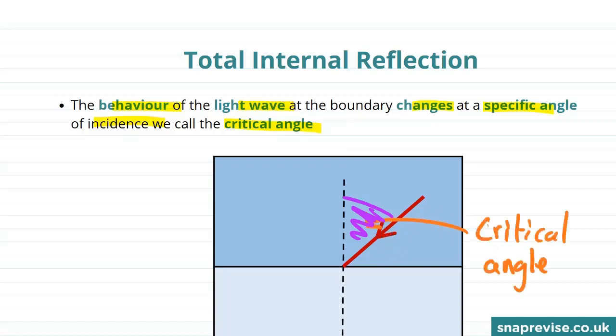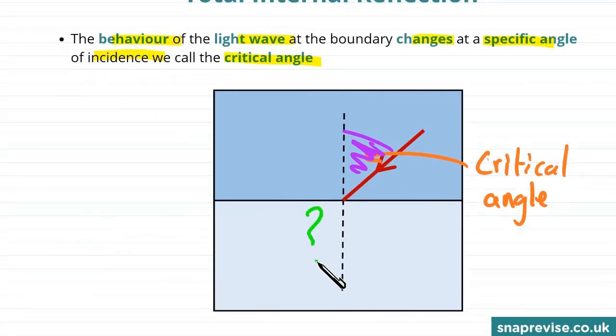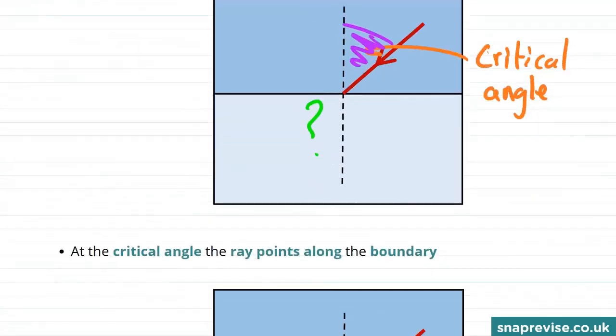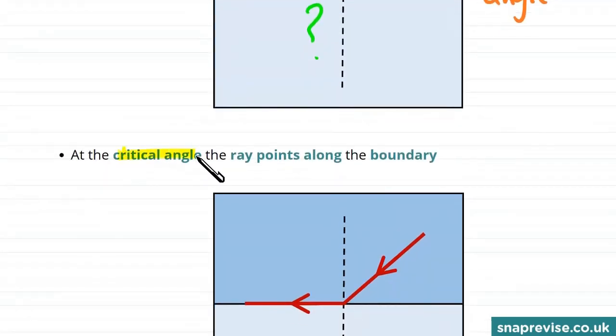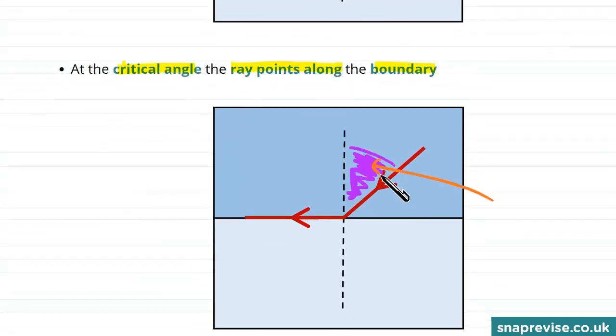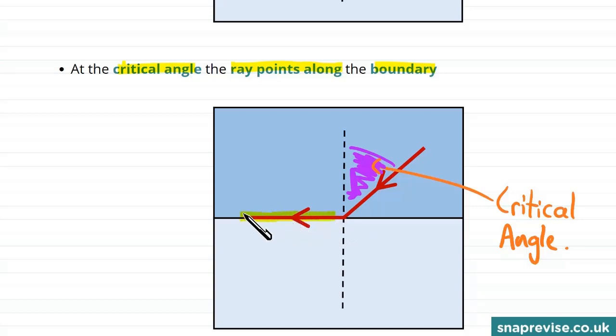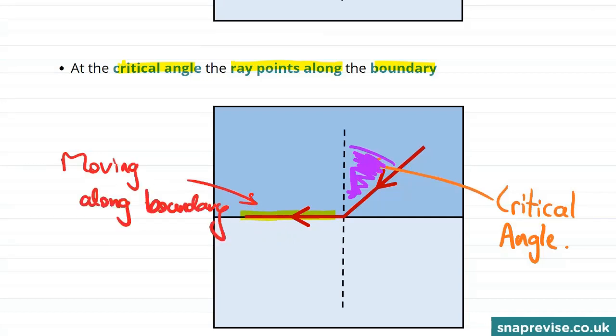So I've said the behaviour is going to change, but I haven't said what's going to happen to it yet. Well, it turns out that there is this critical angle where the refracted ray points along the boundary. So the critical angle is an angle that's so large that the refracted ray isn't really even going into the other material anymore. Instead, as we can see, it's moving along the boundary. So we've got this weird behaviour of the ray of light when we reach this critical angle, which leads us to the question, what happens if we have an angle of incidence that's even larger than this critical angle?